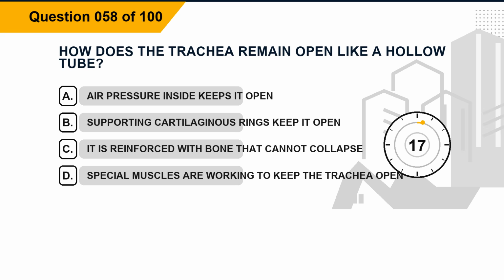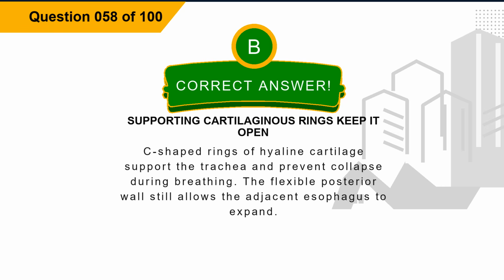Question 58. How does the trachea remain open like a hollow tube? Option A, air pressure inside keeps it open. Option B, supporting cartilaginous rings keep it open. Option C, it is reinforced with bone that cannot collapse. Option D, special muscles are working to keep the trachea open. The correct answer is option B, supporting cartilaginous rings keep it open. Explanation: C-shaped rings of hyaline cartilage support the trachea and prevent collapse during breathing. The flexible posterior wall still allows the adjacent esophagus to expand.